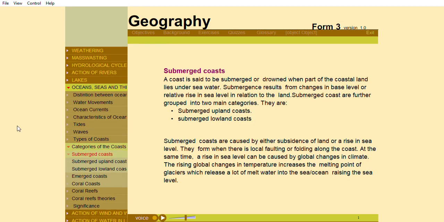Submerged coasts. A coast is said to be submerged or drowned when part of the coastal land lies under sea water. Submergence results from changes in base level or relative rise in sea level in relation to the land. Submerged coasts are further grouped into two main categories. They are submerged upland coasts and submerged lowland coasts.